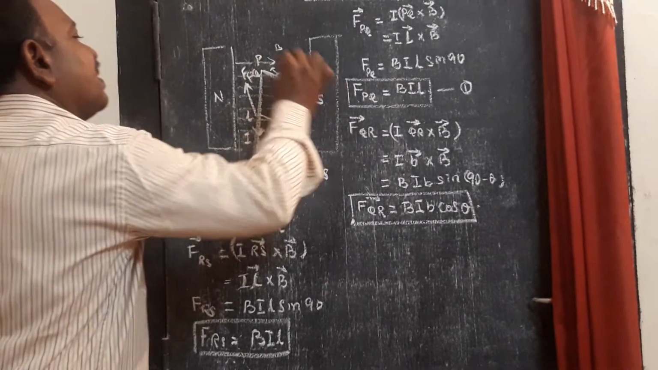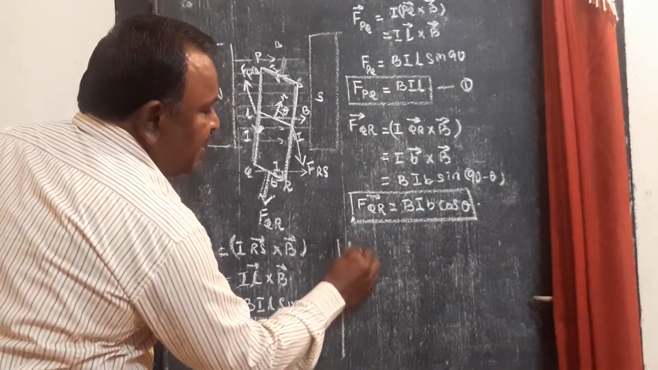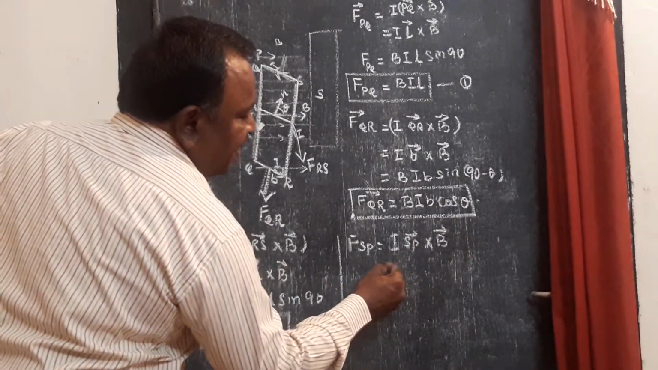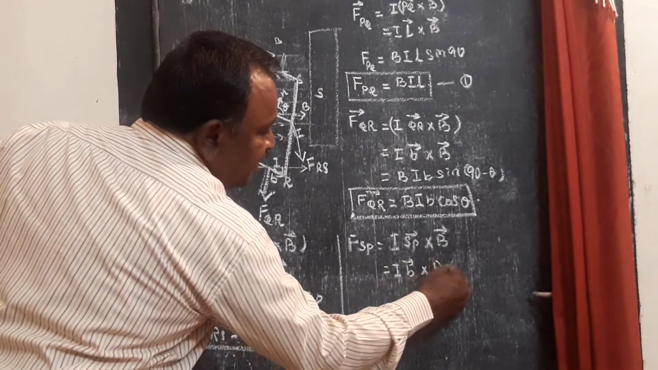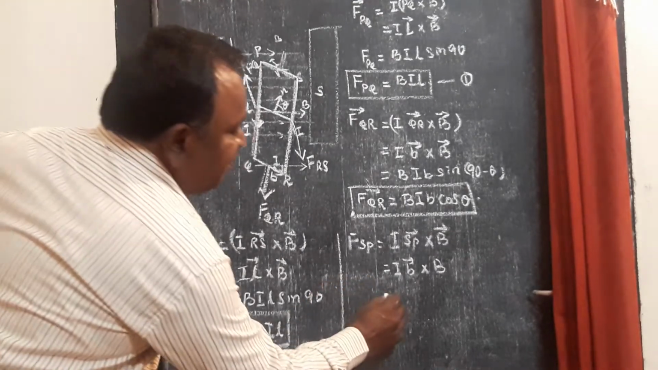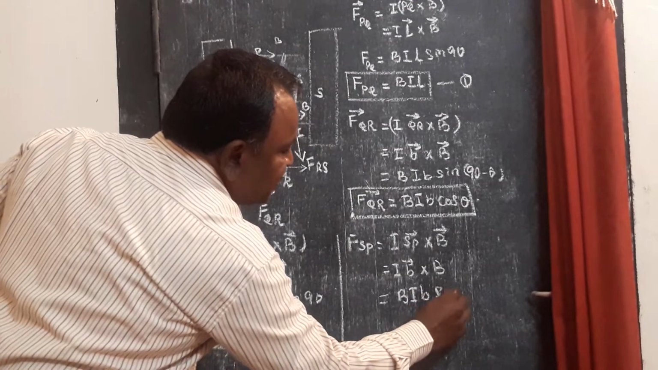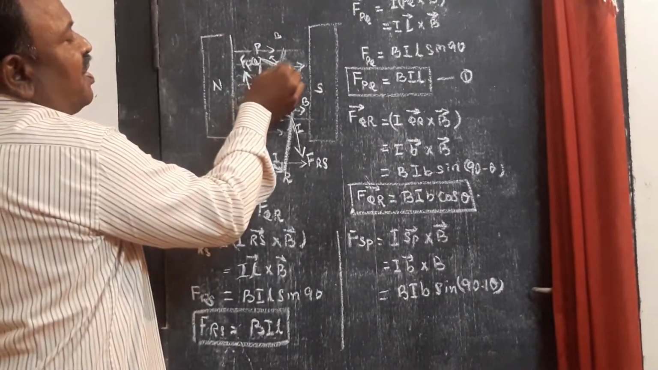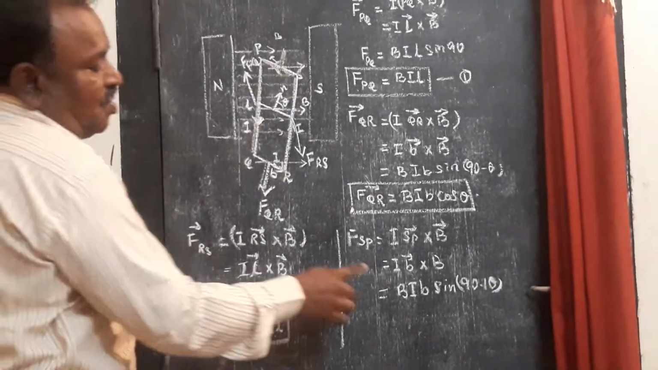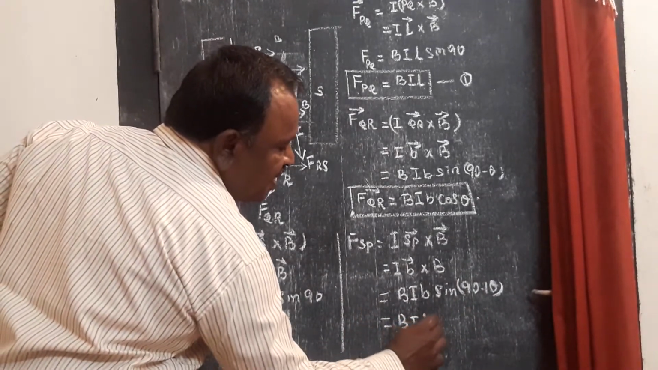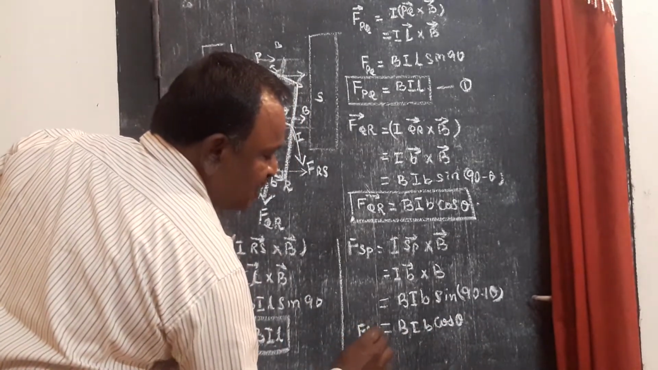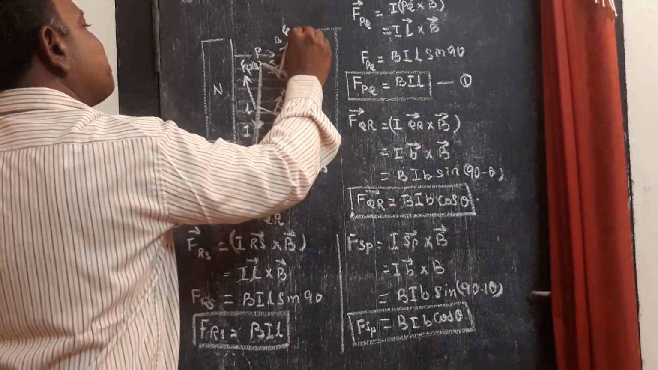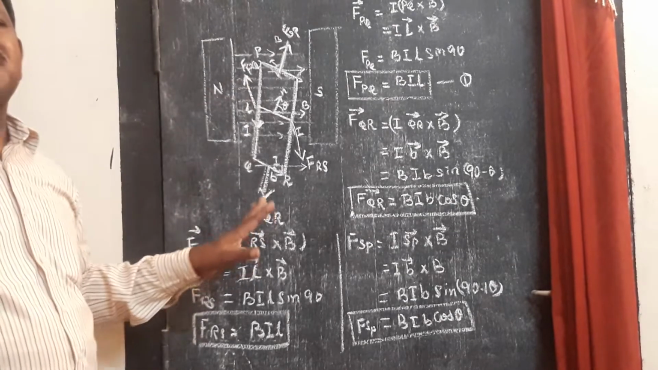Now consider SP. Force on SP is equal to I into SP cross B, that is I into B cross B. So the magnitude of the force is given by BIB sin of 90 plus theta. This is the direction of flow of current, and this is the magnetic field. Considering the normal, this angle is 90 plus theta, so the force is equal to BIB cos theta. This is the force on SP. The force will be along this direction, F into SP. So these are the four forces on this rectangular loop.